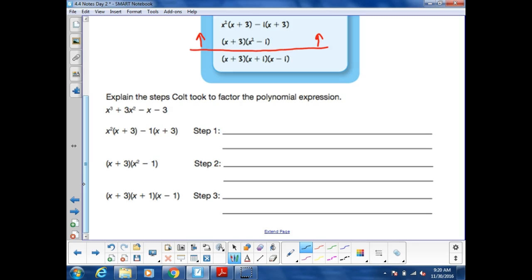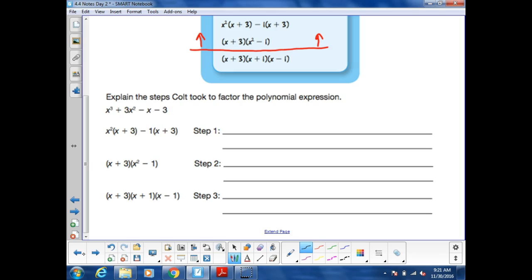Where did he GCF? All right, so what did Colt do? What do you got, kid? Okay, so Eric and I were thinking that maybe he chose to separate the problem because you could take an x squared out of the.